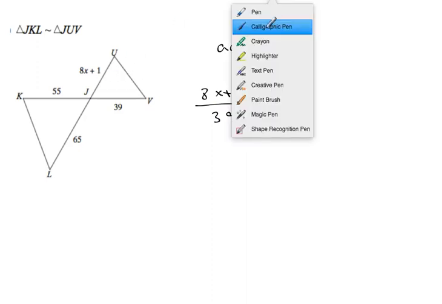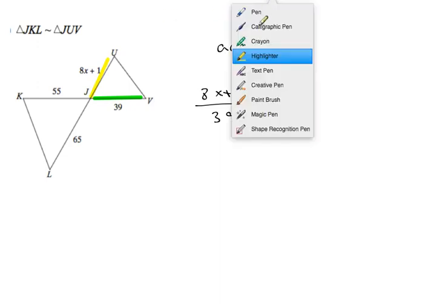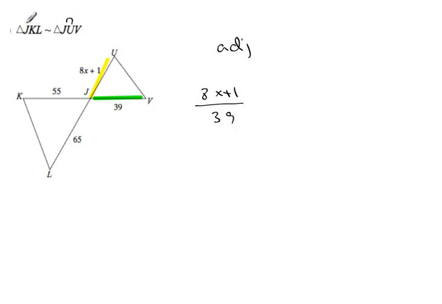So again, corresponding sides or adjacent. Let's go adjacent on this one. So I'm going to go with triangle JUV here first. And I'm going to use JU, which is 8x plus 1, over JV, which is 39. So I went with my corresponding sides here. So JU and JV. So if I go back to my table here, JU, or my first two, that should correspond with JK. So when I set this equal to, I'm going to take JU and JK. JK is here at 55.